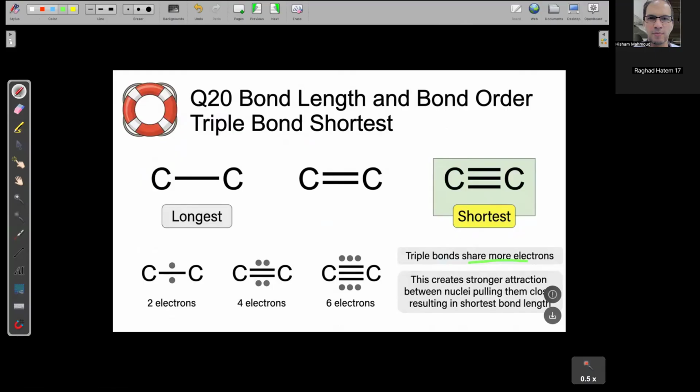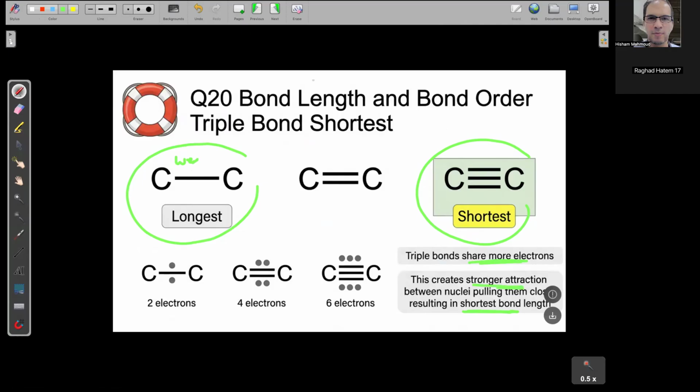It shares more electrons. That's why there is stronger attraction. And when there is stronger attraction, the distance between the nuclei becomes the smallest, which is the shortest. While this one is the longest and the weakest one.